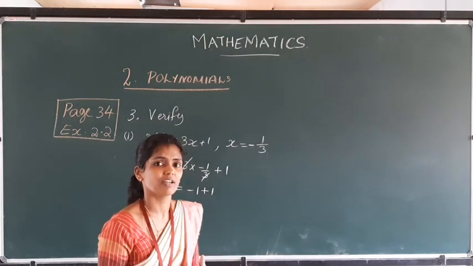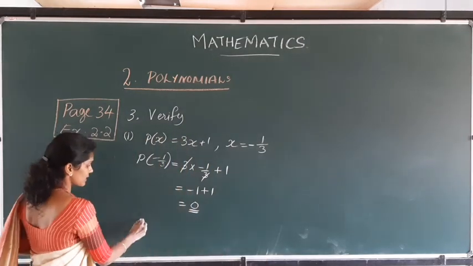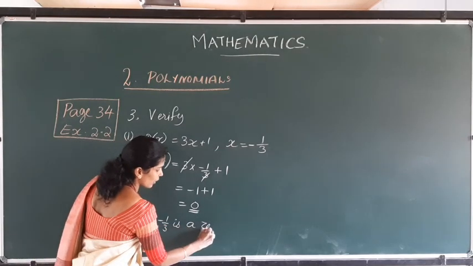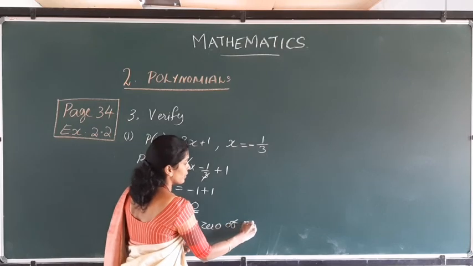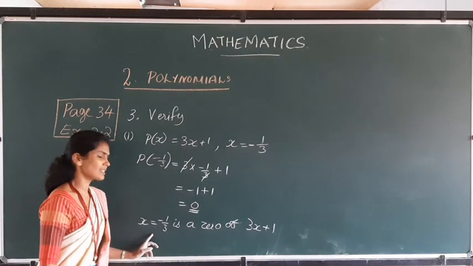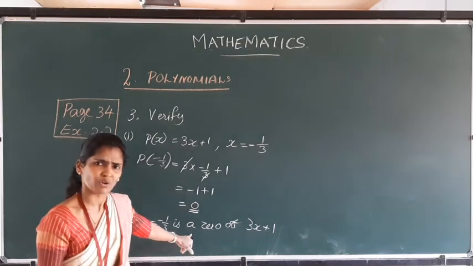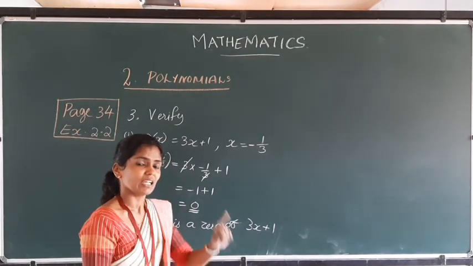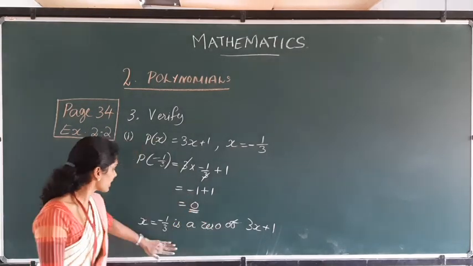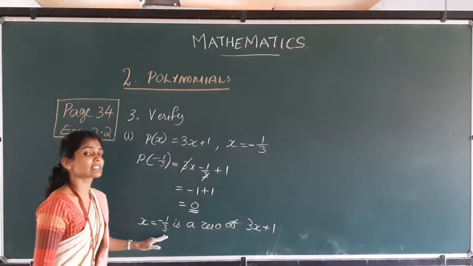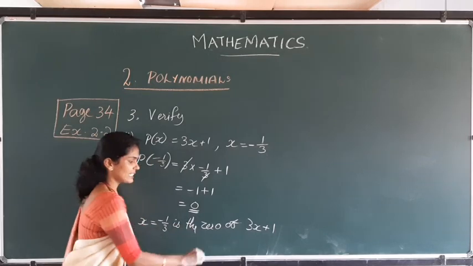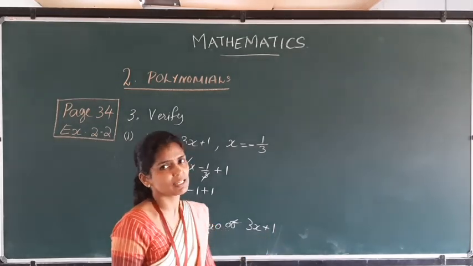Then what happened here? We verified that x equal to minus 1 by 3 is a 0 of p of x, 3x plus 1. Actually, x equal to minus 1 by 3 is a 0. Is it correct or not? In a linear polynomial, a unique solution is here. So we can write this as x equal to minus 1 by 3 is the 0 of 3x plus 1.